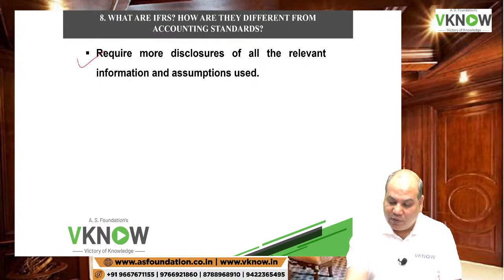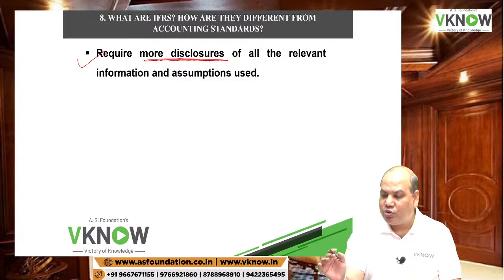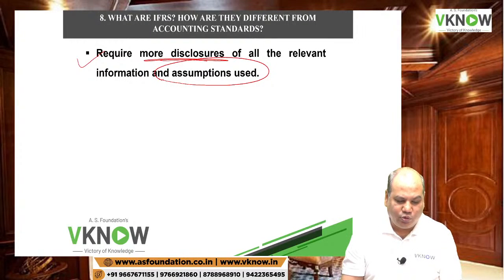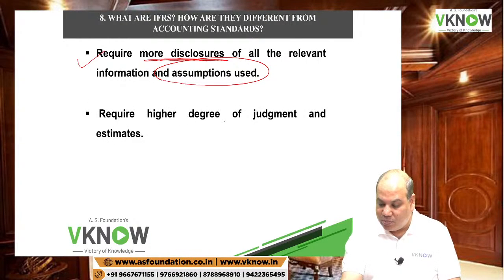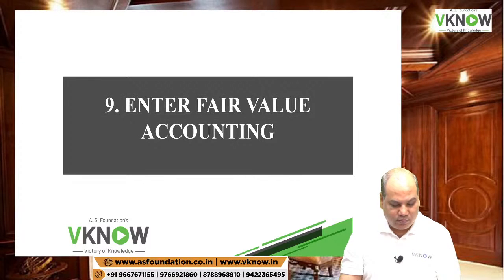The next feature of IFRS is that more disclosures are required, and you have to also disclose any assumptions that we have used. Let the users also know how the financial statements were prepared, what assumptions were made, and what management is thinking. It requires more judgment and estimates. IFRS requires more judgment and estimates compared to your accounting standards.